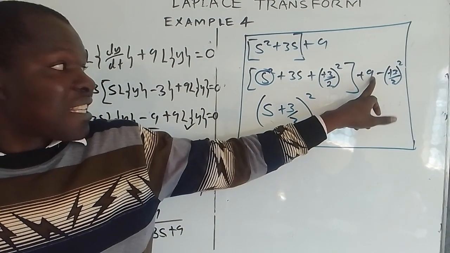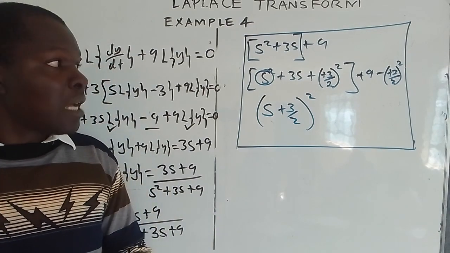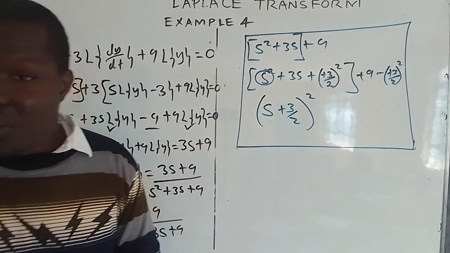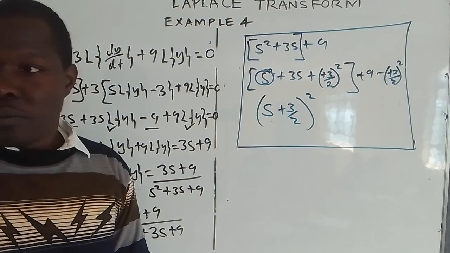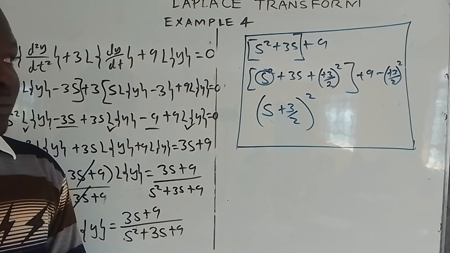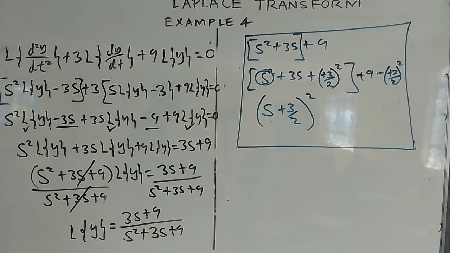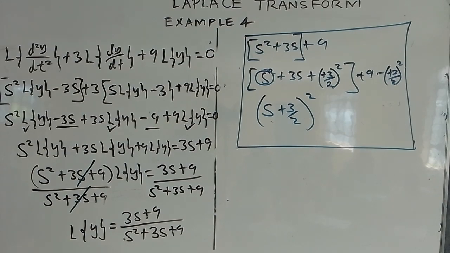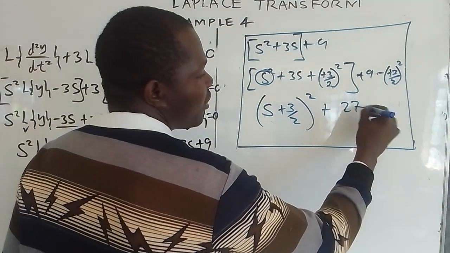So use the calculator. Plus 9 minus, in bracket, positive 3 over 2 squared. What do you get if you use the calculator? Plus 9 minus, in bracket, positive 3 over 2 squared, yes. Here we have 27 over 4, isn't it? That is plus 27 over 4.